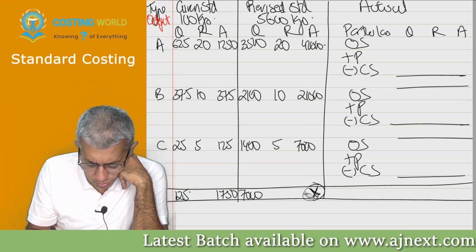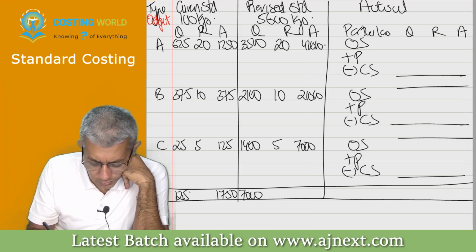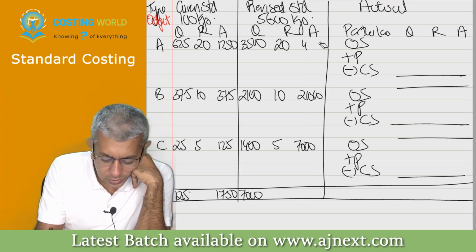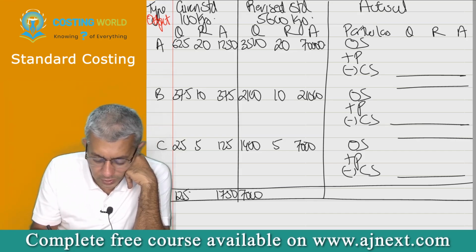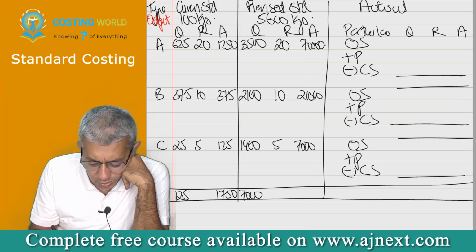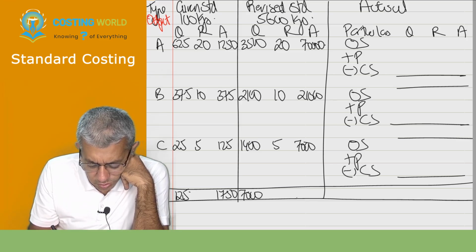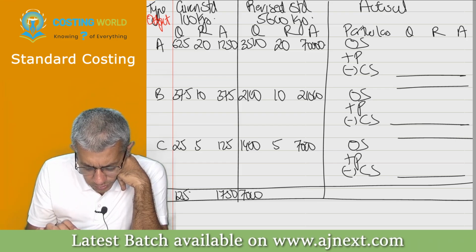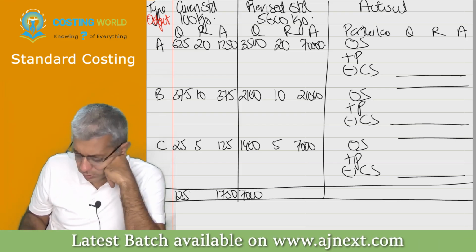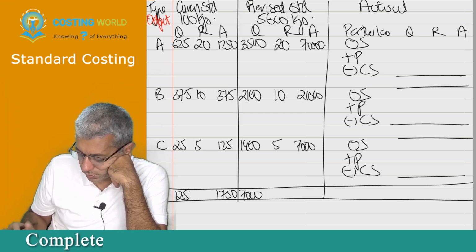No, sir, 3500 into 20 is 70,000. I've written something wrong or what? No, no. Right, sir. It's correct only. 98,000.